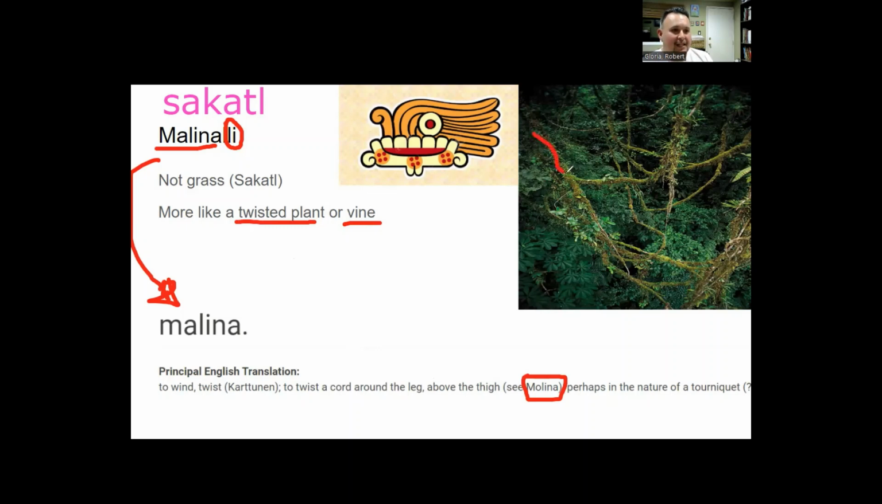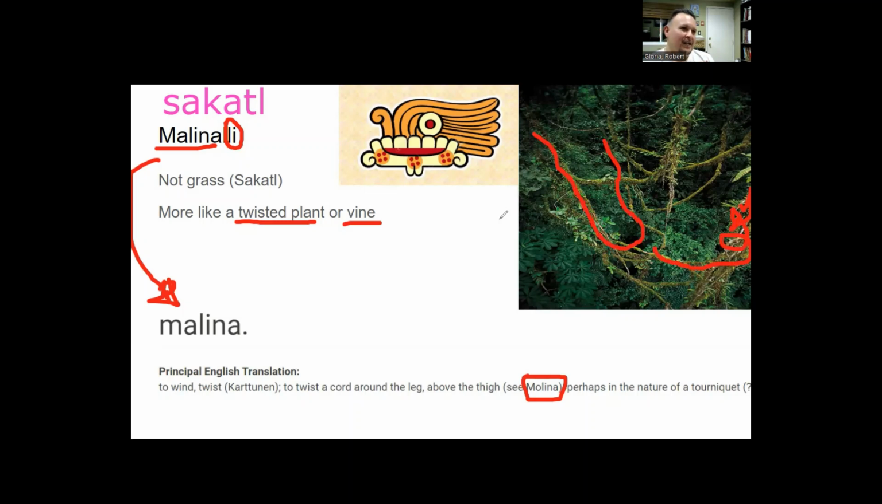Any plant like this that is kind of winding and twisting, and you see how it's kind of grabbing and twisting around. Any plant like that, any vine that has the capability of grabbing and twisting, he said that is what a malinali is. And so it made perfect sense.